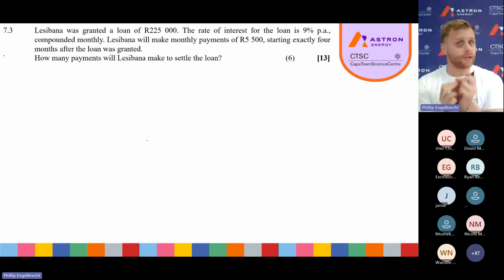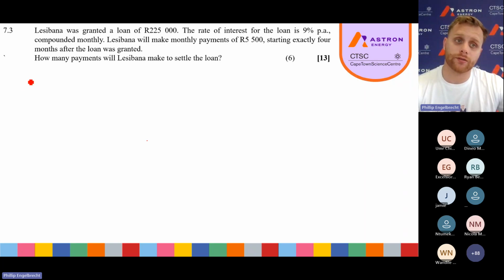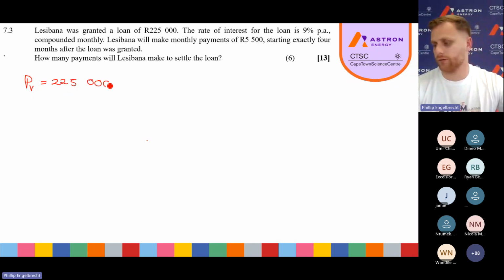So, again, let's read carefully. This person was granted a loan. So, if you are given a loan, when are you given the loan? You're given the loan on the very same day. So, firstly, I know that this is a present value, and the present value of my loan is 225,000 Rand. What is my monthly deposit? My monthly deposit X is 5,500 Rand. Okay.